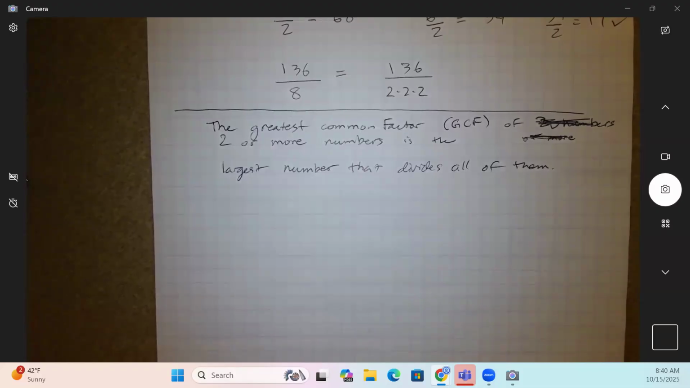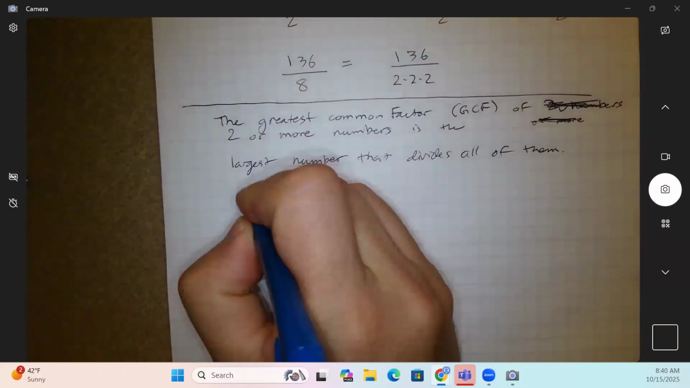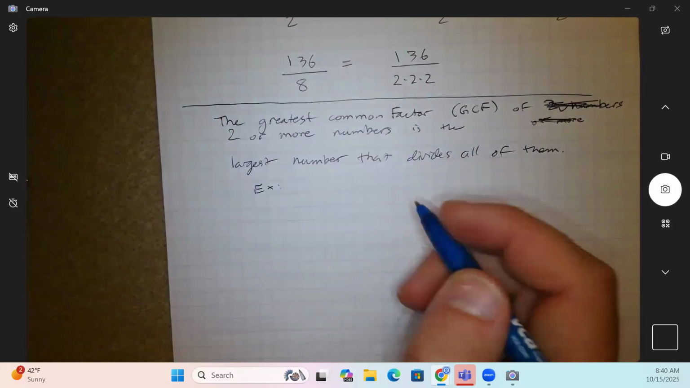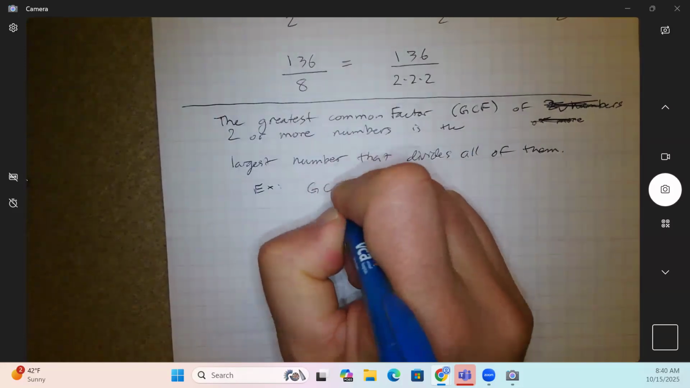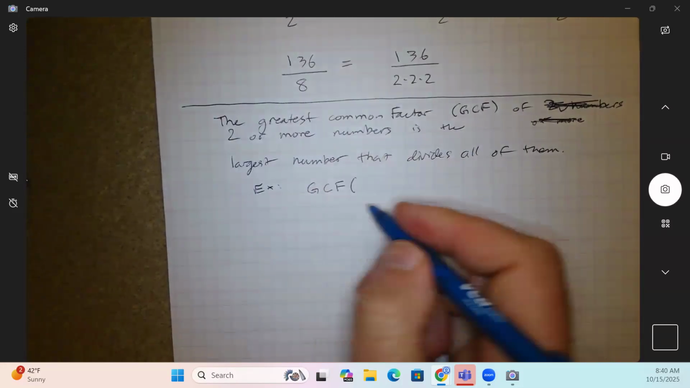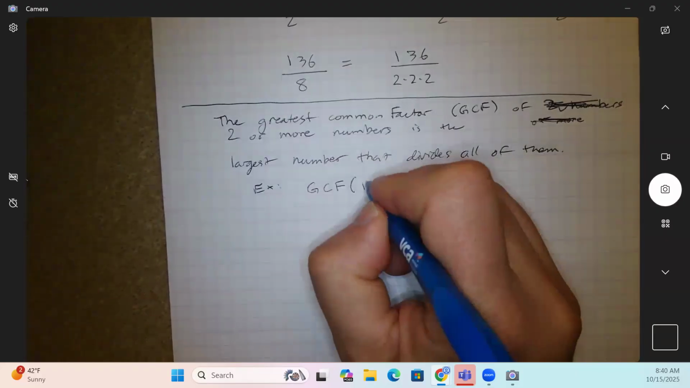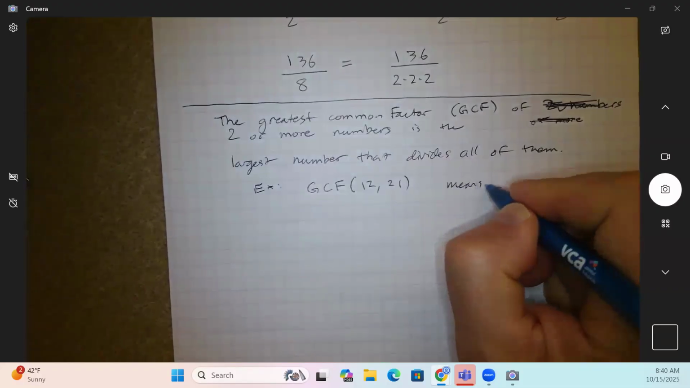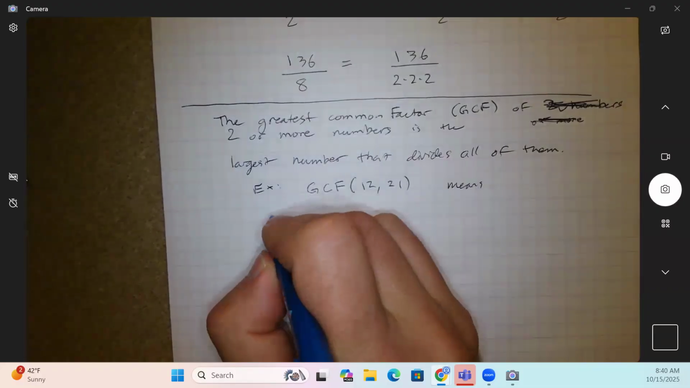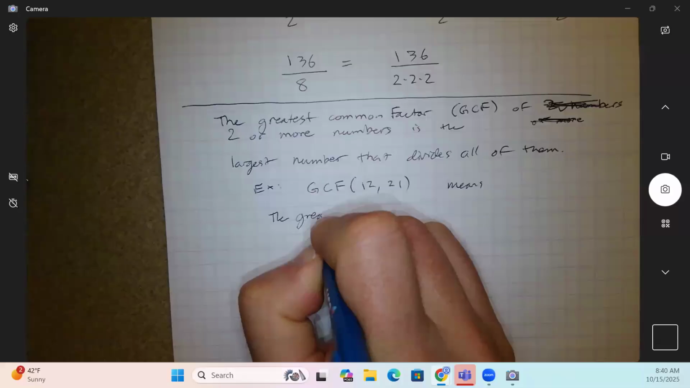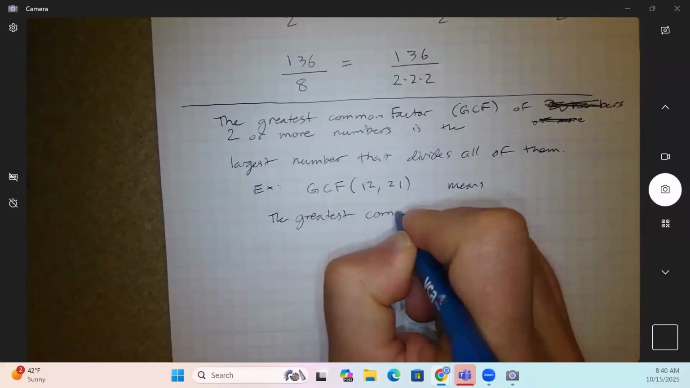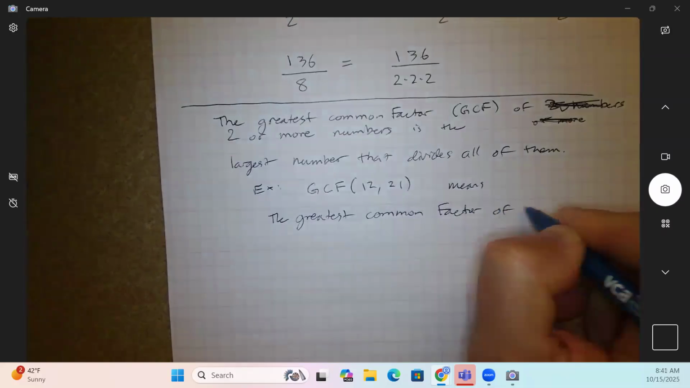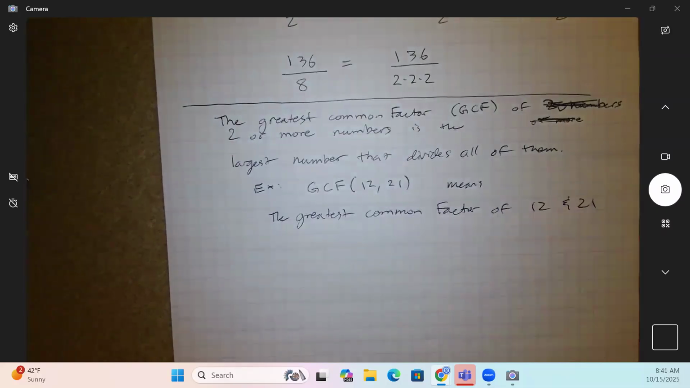So let's look at an example. Let's look at, and it's often written as GCF, and then we open a parentheses and we stick our numbers in there. 12, 21. And it means the greatest common factor of 12 and 21.